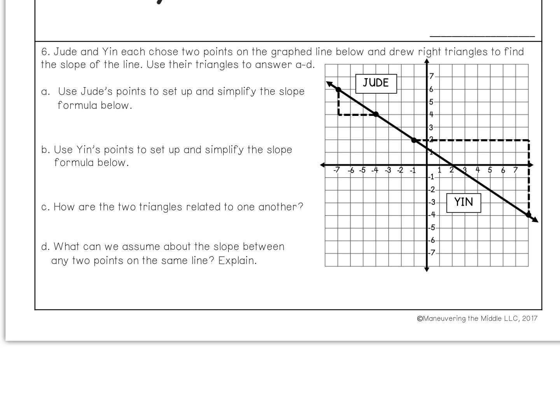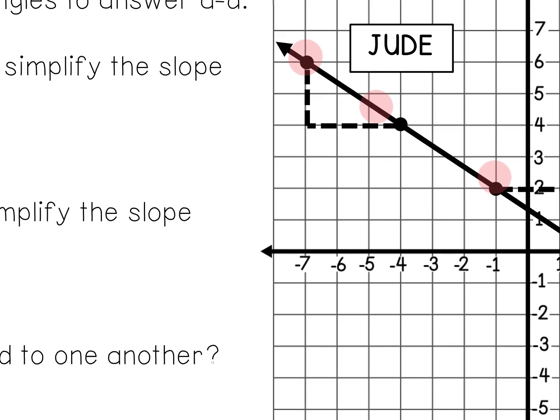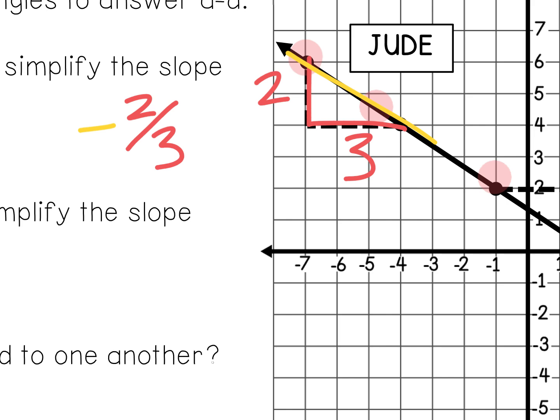But Yin and Jude each choose 2 points. Here, here, here, and here. And so, use Jude's points to set up and simplify the slope. Are we going to do that? No, we're going to count. 2, 3. So it's rise over run. And what kind of line is this? Negative. So negative 2 over 3. Remember, if we have a graph, we're not going to use the formula. That's a waste of time.